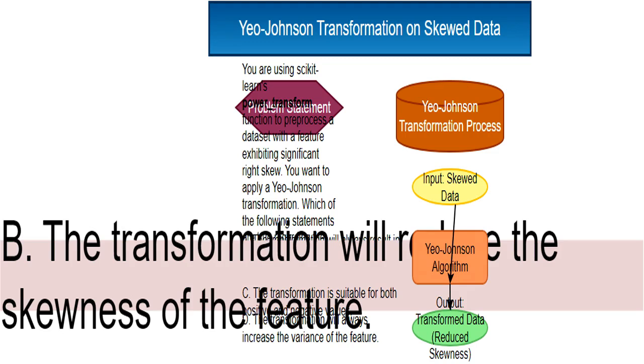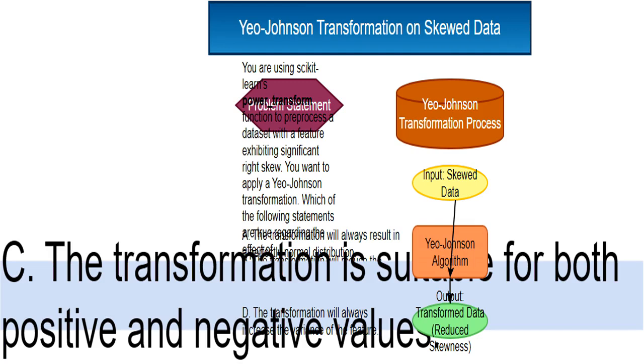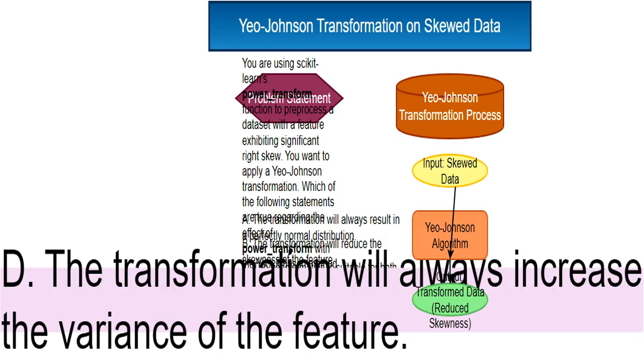This statement is true. The Yo-Johnson transformation's main purpose is to reduce skewness, which is precisely what makes it useful here. I'm using the transformation to get my data closer to a normal distribution. This is also correct. Unlike the Box-Cox transformation, Yo-Johnson can handle data with both positive and negative numbers. This is a really important advantage in many real-world scenarios. This statement is false. The Yo-Johnson transformation doesn't reliably increase or decrease variance. The impact varies based on the data and lambda parameter determined by the method.